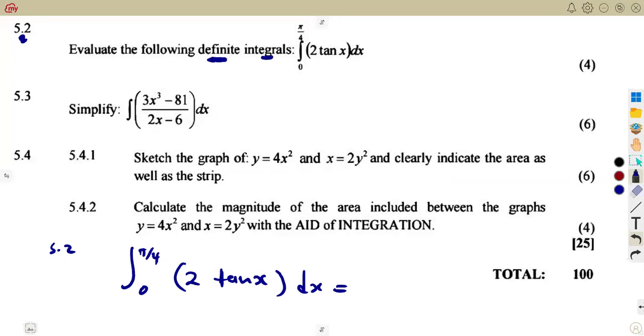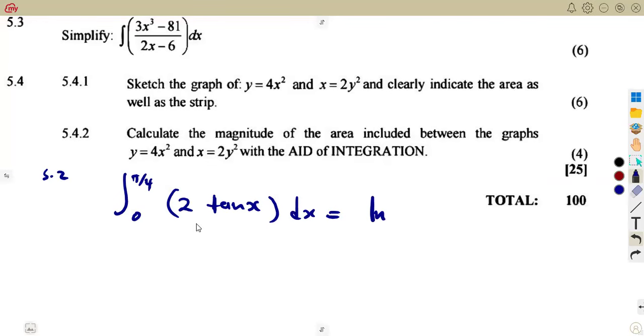So take note, the 2 there is just a constant. So it will be 2 ln sec of x like this. Do not forget that the 2 here is just a product and can be taken outside. It's a constant that we have. And our limits are taken from 0 to pi over 4. So 0 is our lower limit, pi over 4 the upper limit. So this is what we have: 2 ln sec x.